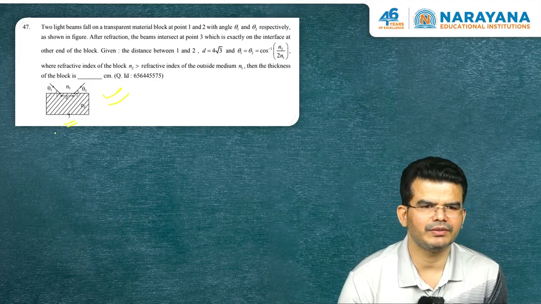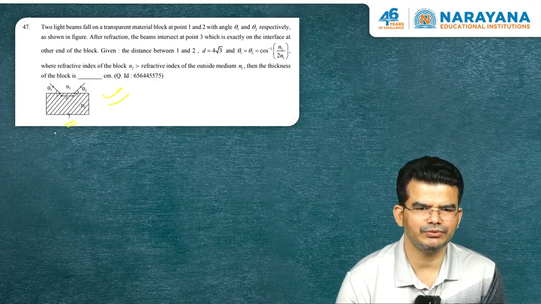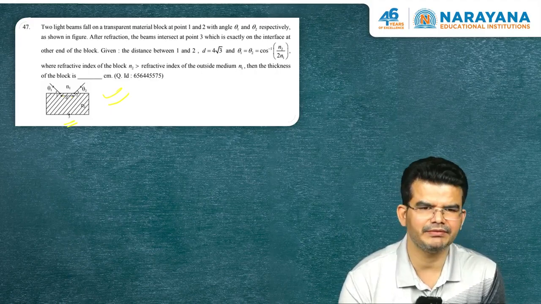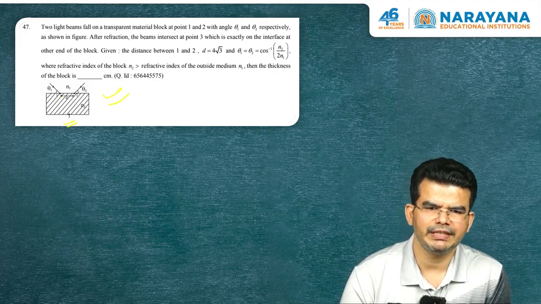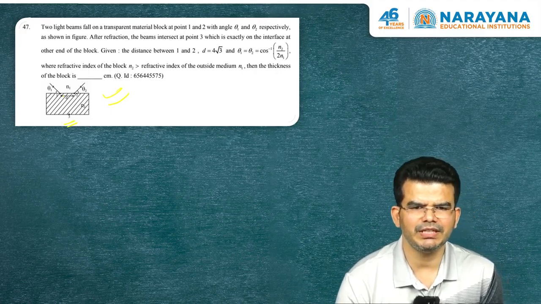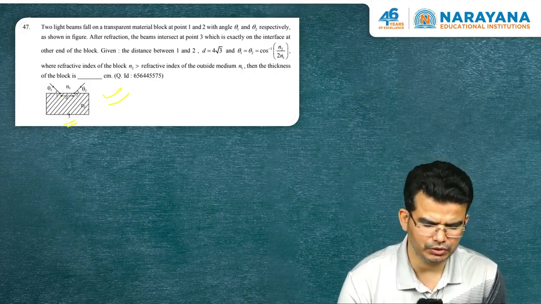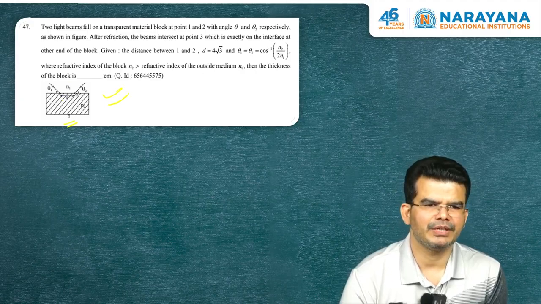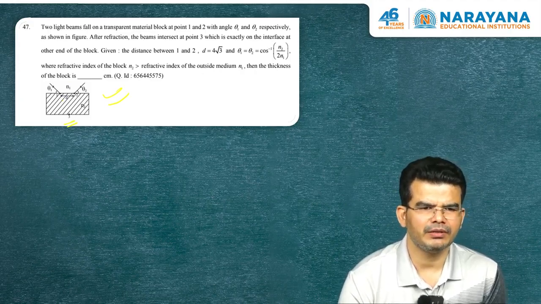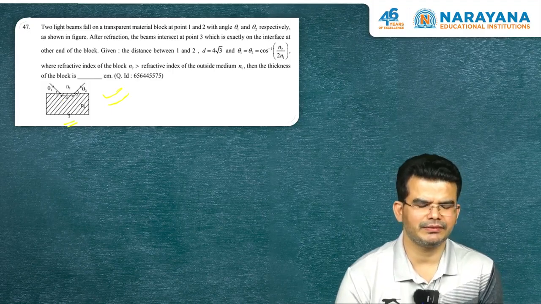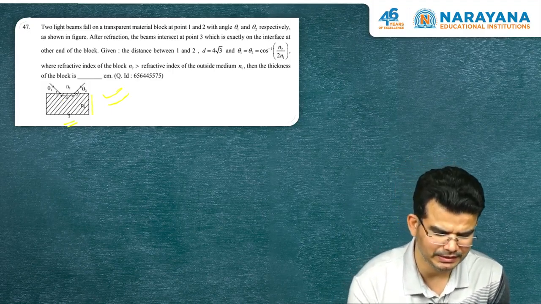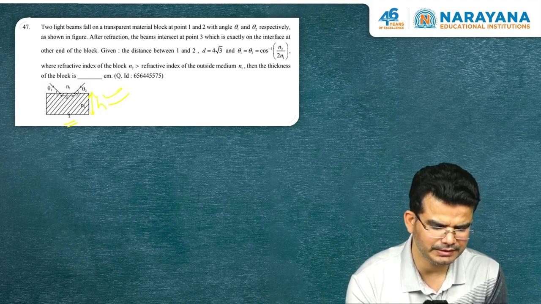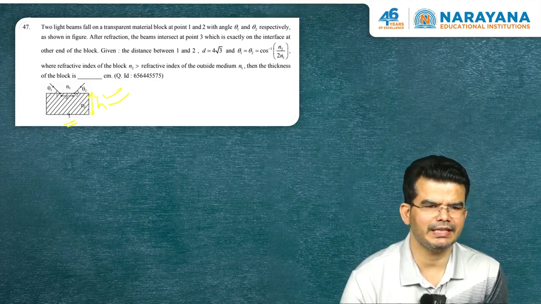Given the distance between 1 and 2, this d they have given as 4 root 3. Theta 1 and theta 2 are cos inverse of n2 upon 2 n1. Above is n1 and below is n2 medium. The refractive index of the block n2 is greater than that of the outside medium n1. Then they are asking the thickness of the block, this distance, let us say this is h. I think they are asking this h, very simple.